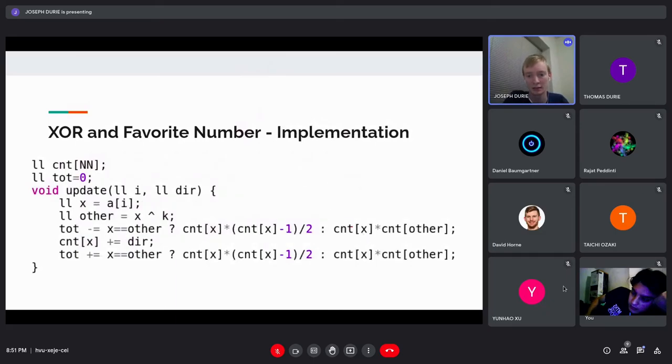The implementation is here. This probably can make a bit more sense. So basically X is a_i, which is P_i from before. So this is our partial XOR up to i. And then other, which is the other value we need, is X XOR K. So then we want to subtract out the contribution, which we have this ternary here to check if X equals X XOR K. But basically you're subtracting out this contribution of the number of subarrays you can make that have XOR K. Update count X and then add it back. It's the same pattern as before.